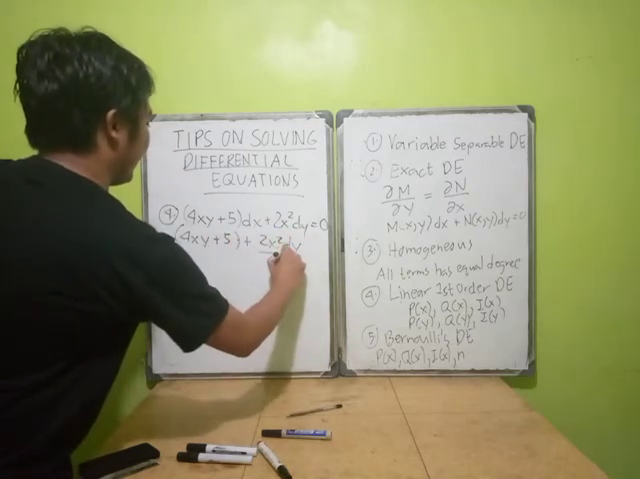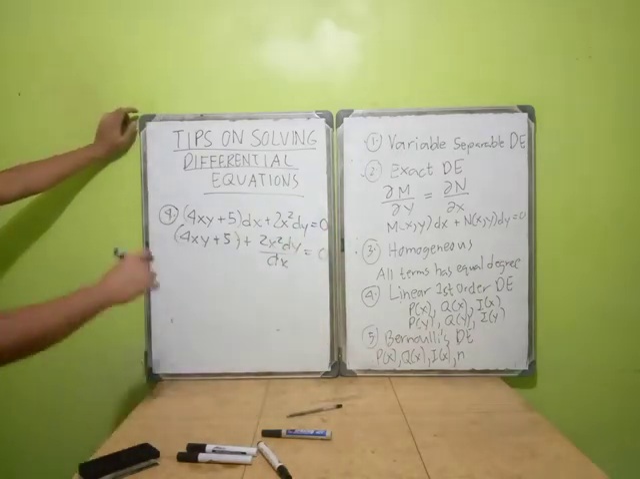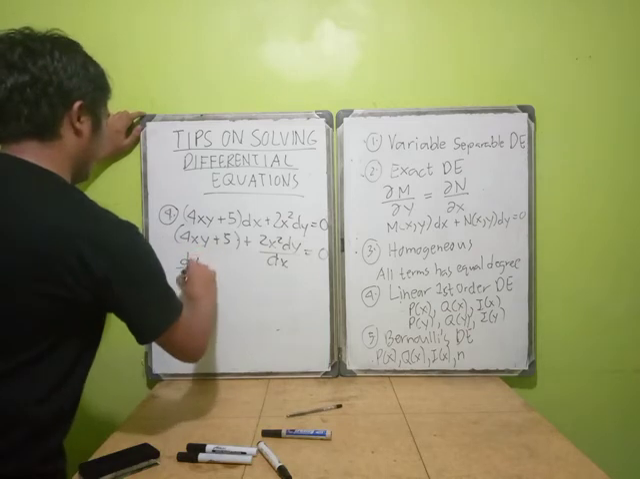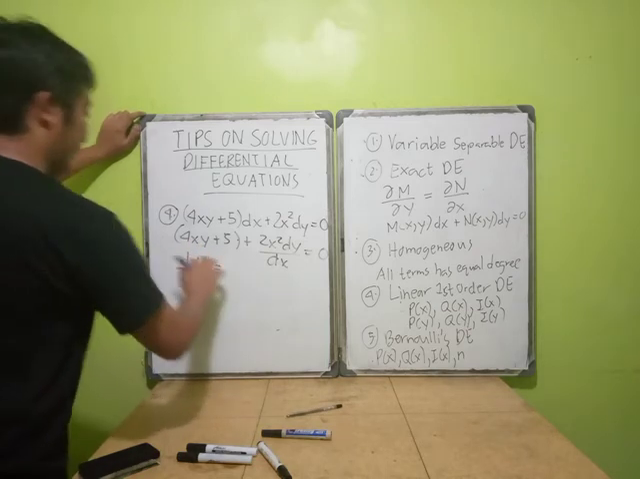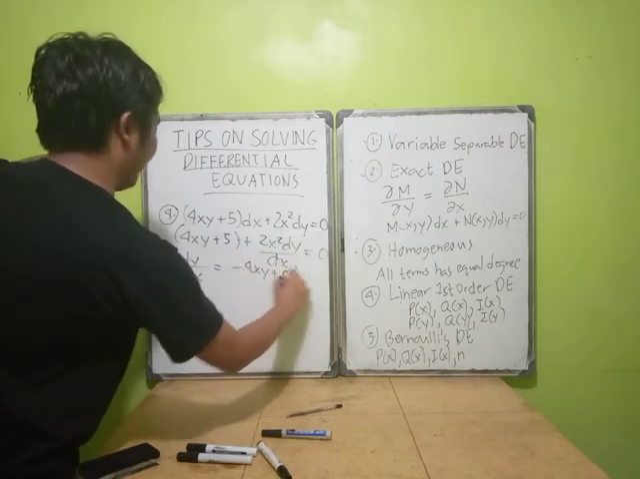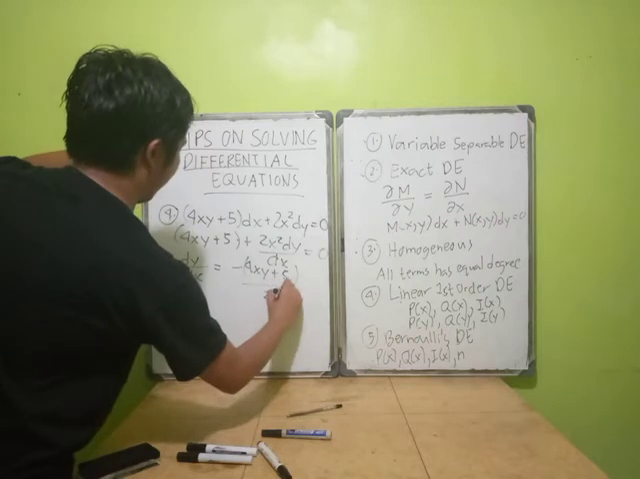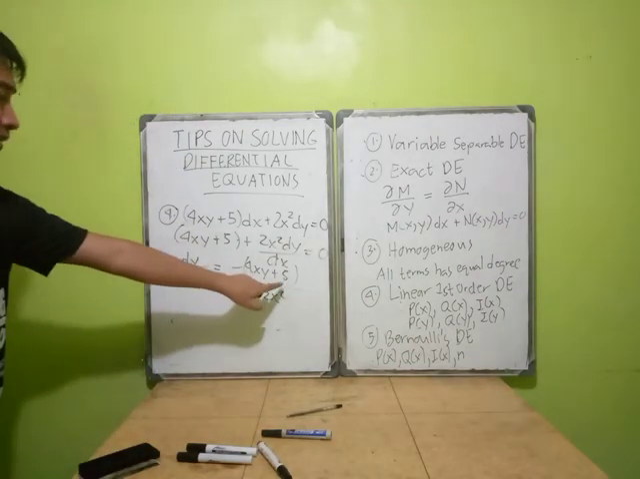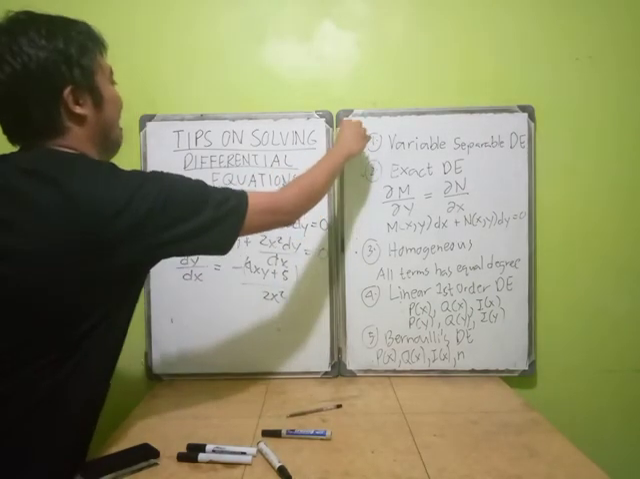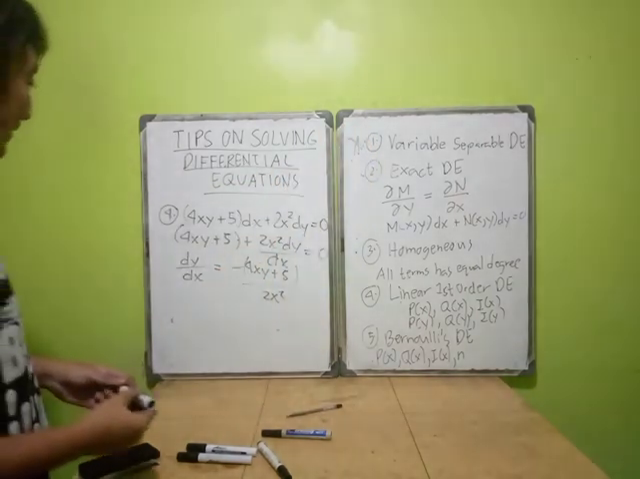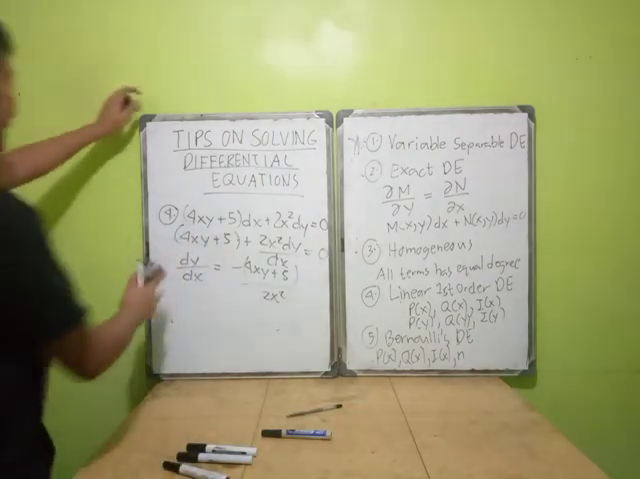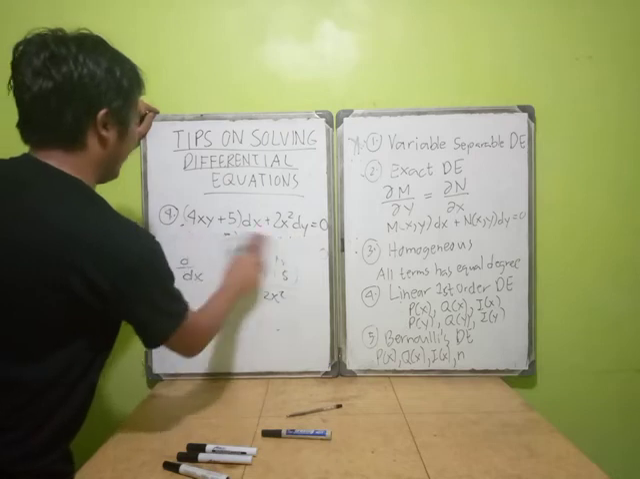I-divide ko si dx. Equal 0. Okay? So, maging dy over dx is equal to, ilipat ko doon, maging 4xy plus 5 over 2x squared. Pwede ba? Hindi siya ma-divide. So, hindi rin sa variable separable. So, next. Anong gagawin natin? Identify natin siya kung exact DE ba siya. Okay. So, try natin yung exact DE naman.